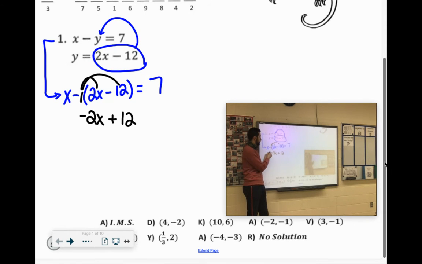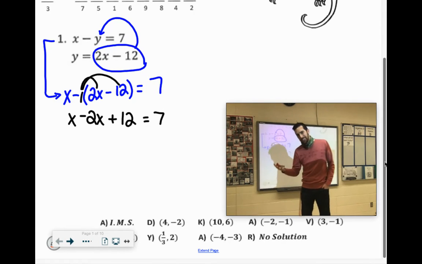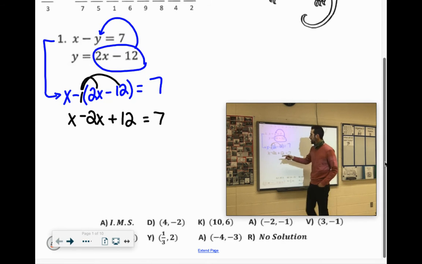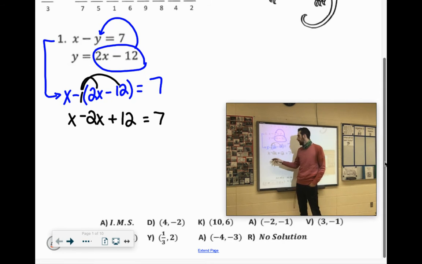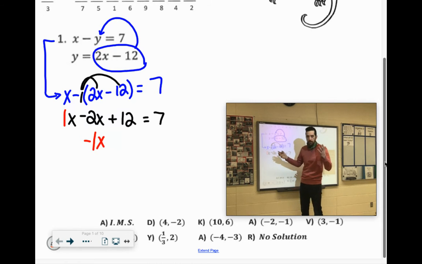We'll bring down all the other stuff: x minus 2x plus 12 equals 7. And then the next step after you distribute is to combine like terms on the same side. Now, I can combine x minus 2x. And x is 1x. 1 minus 2 is -1. So we have -1x, or negative x, plus 12 equals 7.